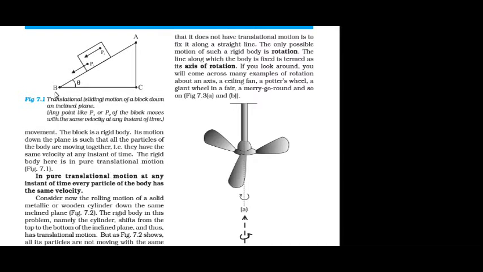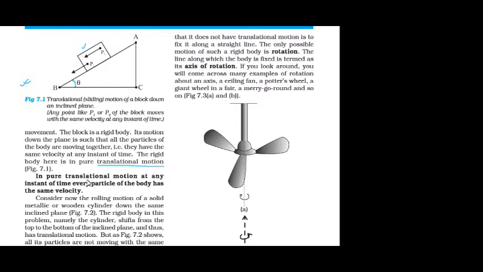So here the example is given. In this paragraph we have taken an example of a block, a rigid body block, moving down an inclined plane with the inclination as theta with the horizon. So what type of motion does this block have? It is translational motion.